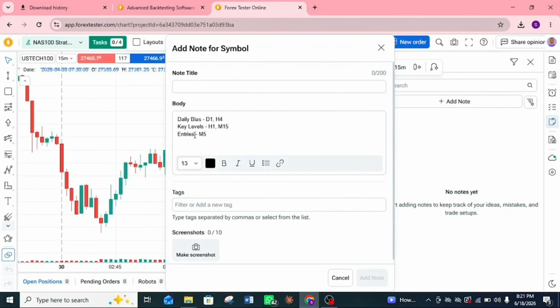And for entries, what do we look for? We look for change in state of delivery, or CISD, and that's what we'll use to execute the trades. This is the whole system. Basically, on the daily, we look at overall direction, then the daily bias, key levels, which will be order blocks and fair value gaps. Those are the only ones I'll use. Entries, we use the CISD.